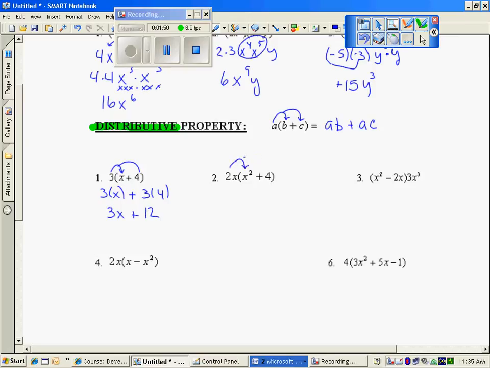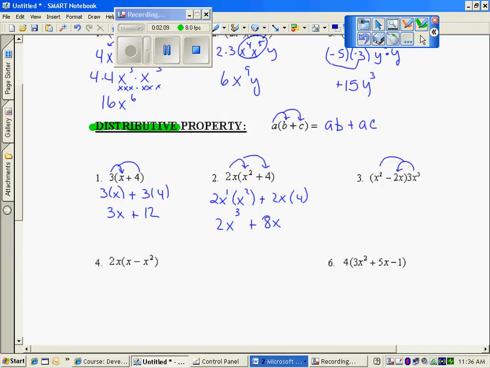Again, passing this out, distributing the 2x to each of these terms, x squared and the 2x to the 4. Multiplying using my exponent rules, single x and 2 more, 2x to the third. 2x times 4 is 8x. We can even distribute backwards.